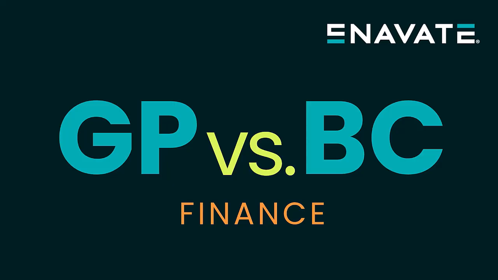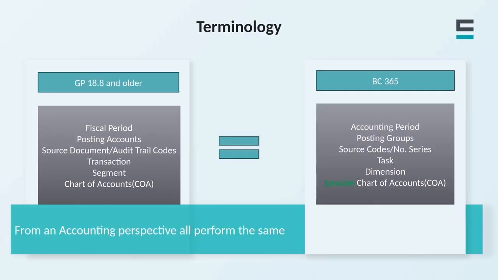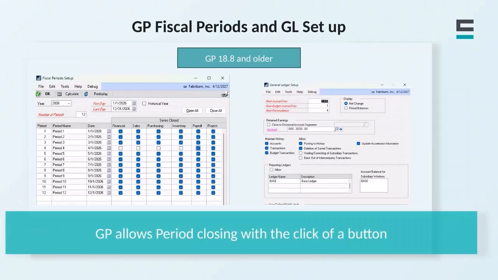Our very first module that we're going to be looking at is fiscal periods versus accounting periods. In BC, your fiscal period is called your accounting period. So let's take a look at what that looks like from a window standpoint. Now I'm going to go into GP and BC and show you how it essentially looks different.